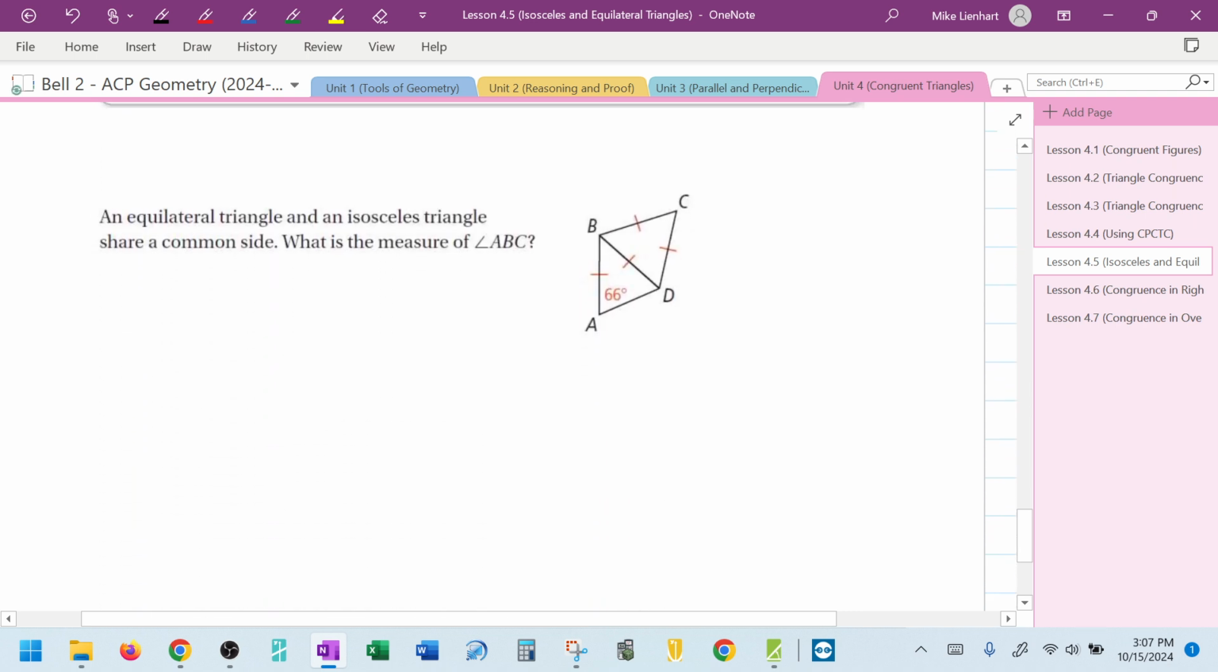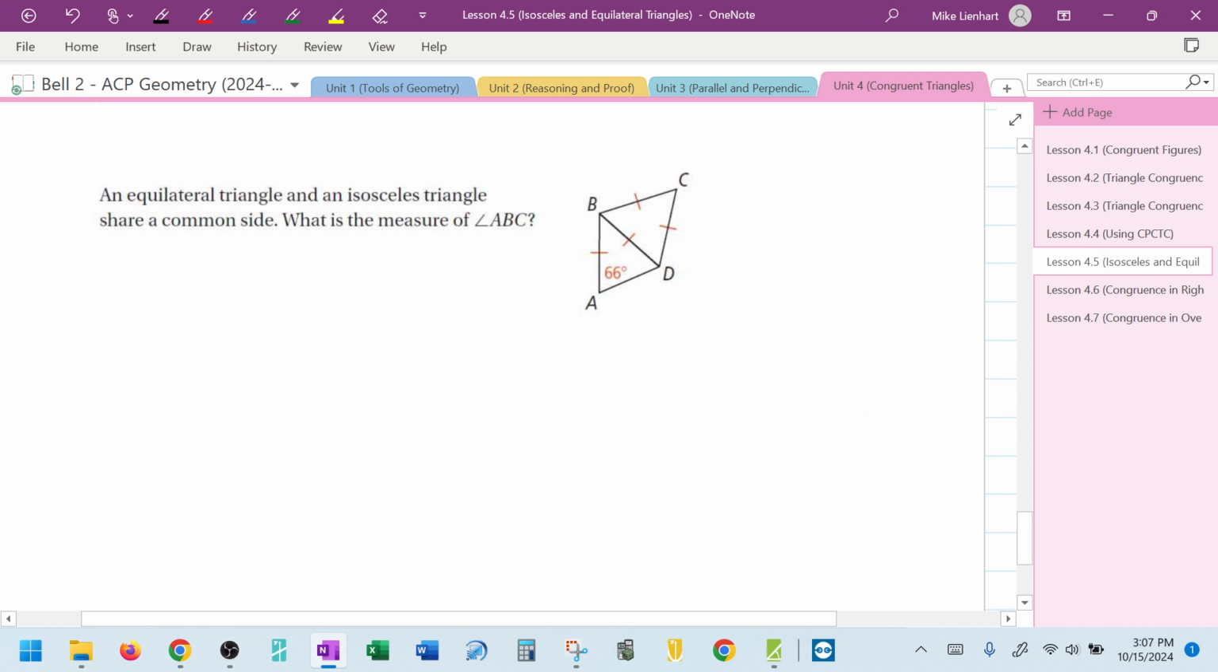Okay? So take a look at this one last picture here. In this picture, I notice a few things. I notice, first of all, it jumps off the screen at me that triangle BCD is equilateral. So I automatically know that this angle is 60, this angle is 60, this angle is 60. I notice that triangle ABD is isosceles, which means since this angle is 66, this angle is 66.